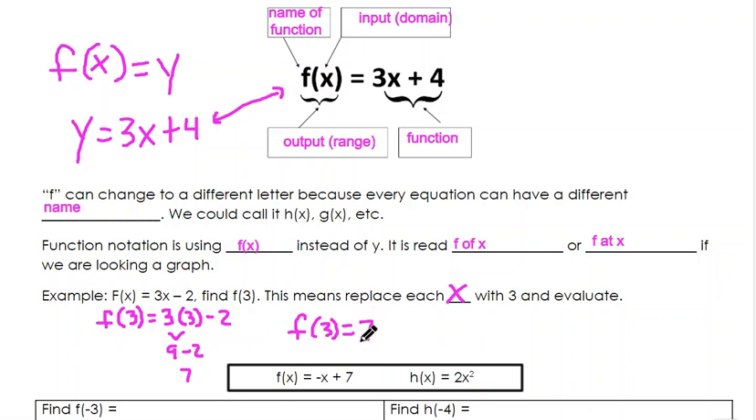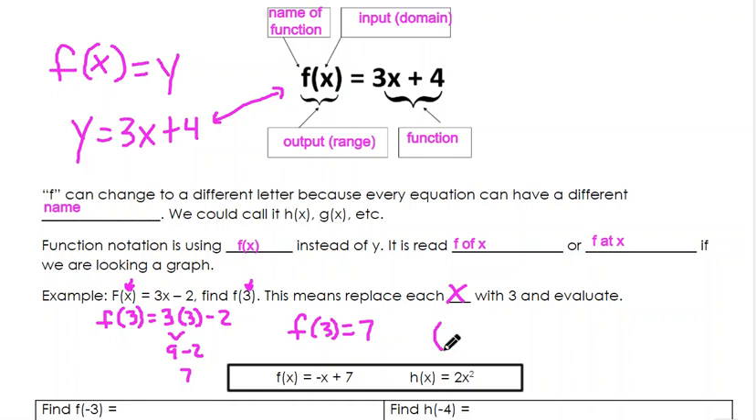equals 7. Just like this says f of x, when they say f of 3, they replaced that x with a 3. They took out the x and put in a 3. So in our function, we take out the x and we plug in a 3. That's all we're doing. And this is f of 3 equals 7.